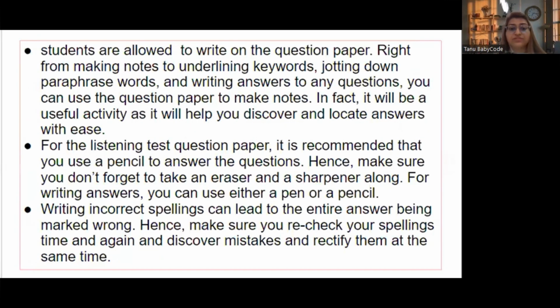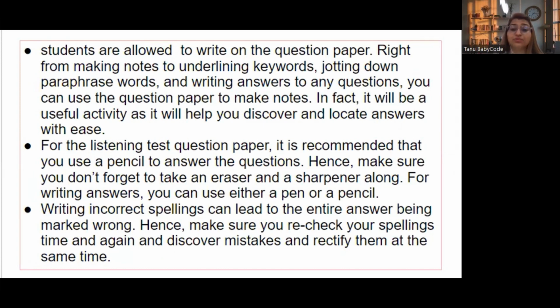Next, students are allowed to write on a question paper. Yes, you can write. You can make notes, underline keywords. You can jot down the paraphrase words, write answers to any question. You can use the question paper to make notes.